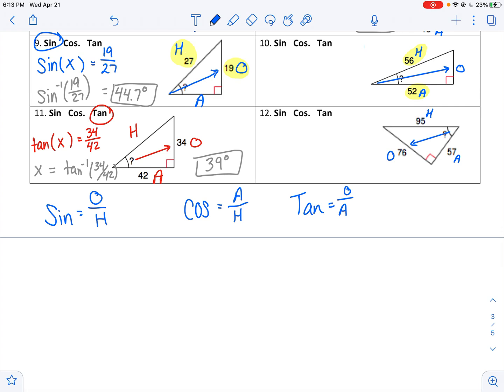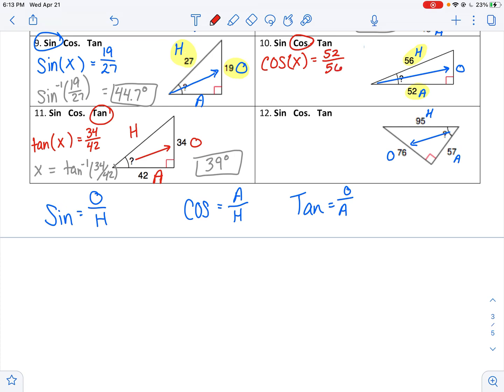So I have adjacent and hypotenuse in 10, which means I'm going to use cosine. So cosine of my unknown angle x equals adjacent over hypotenuse. I'm sorry, this should go up here. Adjacent over hypotenuse. Well, what's the adjacent? 52. What is the hypotenuse? 56.